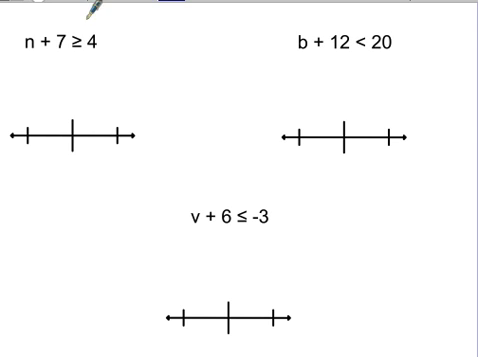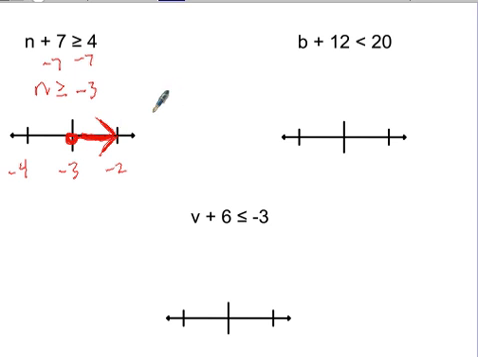Work through a few more examples. N minus 7 is greater than or equal to 4. So add 7, and n is greater than or equal to 11. Put 11 here, 10, 12. What symbol? Closed symbol. N is greater than that, so greater goes which direction? Right. To the right. Good.